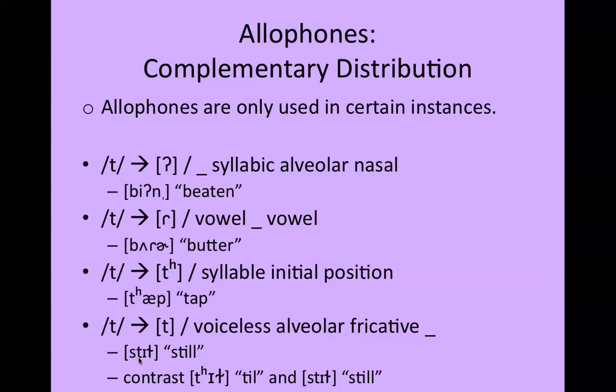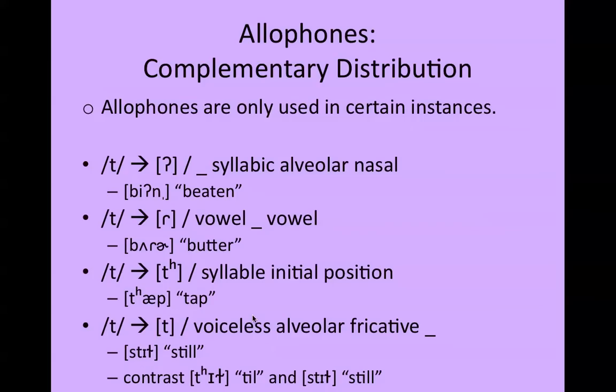To give you a fun contrast of the aspirated and unaspirated voiceless alveolar stops, if you say till and still, you'll notice that in the word till, you'll feel a stream of air, which means that it is aspirated because it is in syllable initial position. However, in the word still, you will not feel that stream of air anymore because it is now following a voiceless alveolar fricative, thus. So here we have still.